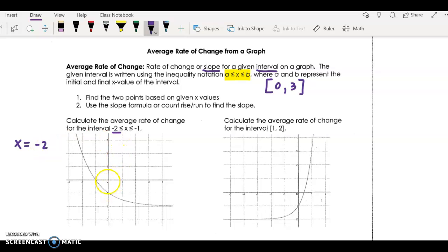We're going to find the point on our graph that has an x-coordinate of -2, and that point is (-2, 2). The second x value given in our interval is -1. So we'll find the x-coordinate of -1, and the y that goes with that is 0. So these 2 points lie on our graph, and our goal is to find the rate of change between those 2 points. For these, because they're given on the graph, I'm just going to count the rise over run. We can also use the slope formula, and we will use that in our upcoming examples on the next page.